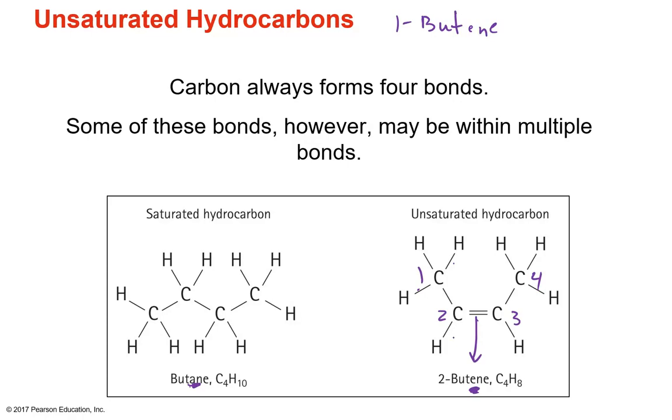2-butene means that the double bond is on the second carbon in the chain. So which carbon would have the double bond on 1-butene? The first one. So 1-butene would be 1, 2, 3, 4. So there's 1-butene. And what's the difference in that picture and this picture? It's at a different place. It's actually at the same place because you start numbering at the end closest to the double bond. Those are actually just the same picture rotated by 180 degrees. So those are both 1-butene.